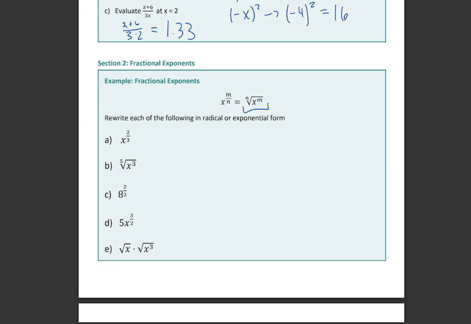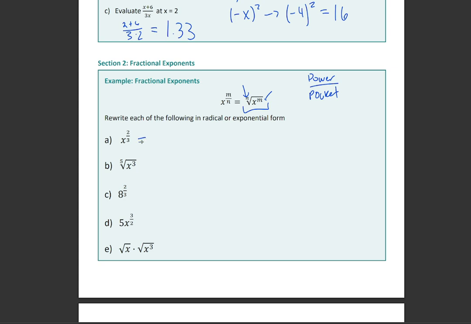Well, that can be written as x to the m over n, and I always think of it as power over pocket. That way you always know which one goes on top and which one goes on bottom. The pocket, of course, is the pocket of my root function, and the power is my exponent on the x. So if you just remember power over pocket, you'll always be able to write these out.